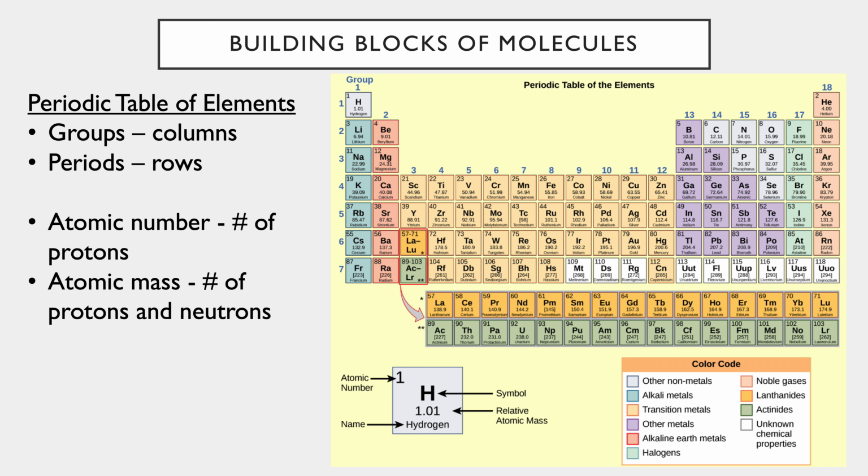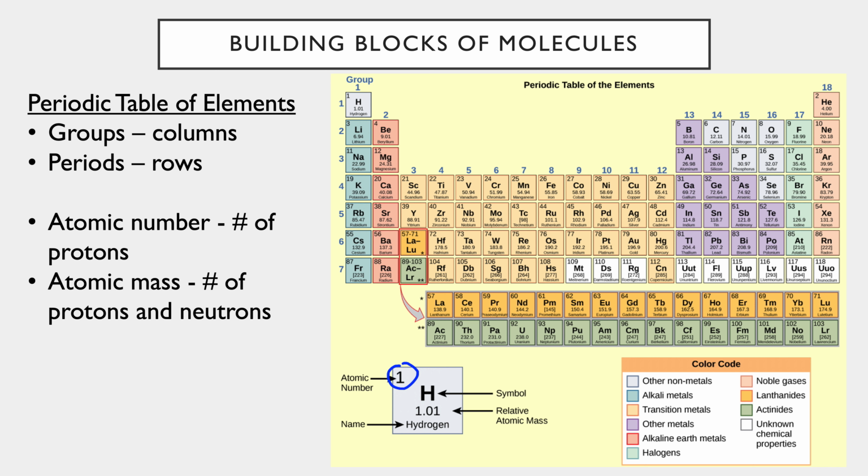When looking at an element on the periodic table, traditionally there are four pieces of information. On the top left corner of the symbol here, there is a whole number that is called the atomic number. This indicates the number of protons within that element. For hydrogen, this value is 1.